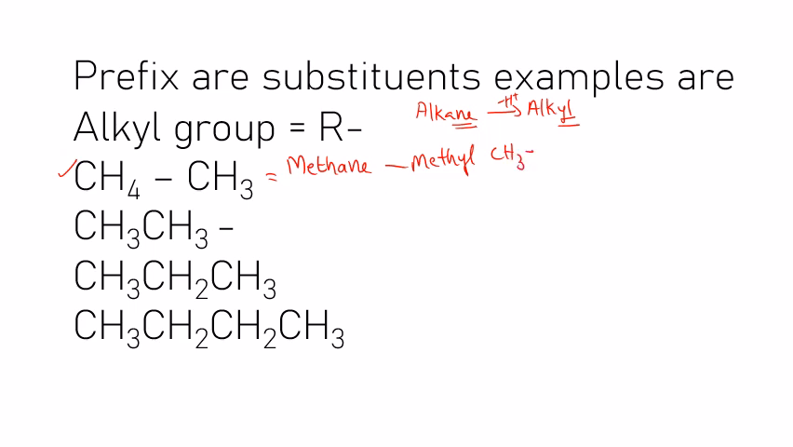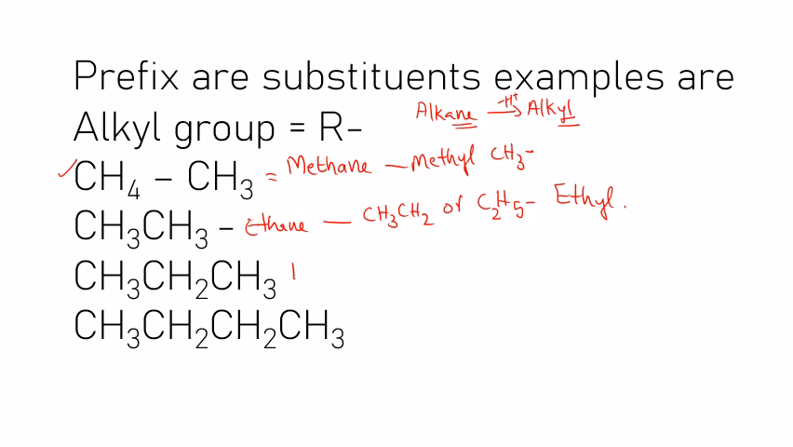Now ethane. Ethane changes with one less hydrogen, that means CH3CH2, or we can write two carbons together and hydrogens together. So we call it the ethyl group. This is our substituent, or we can say the prefix in our branched chain compounds.